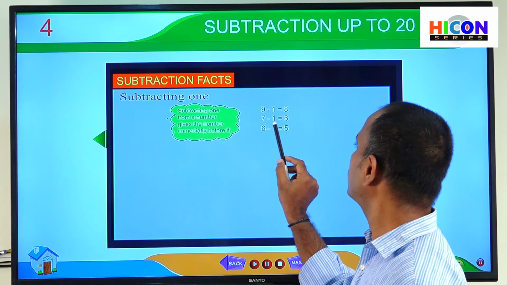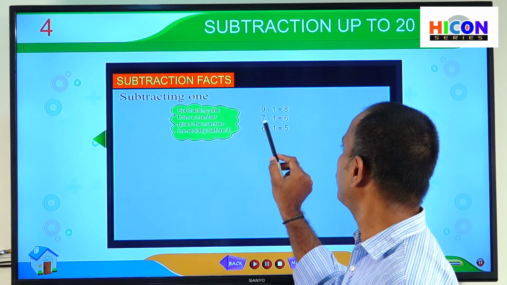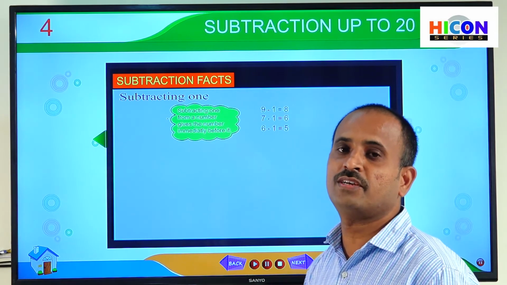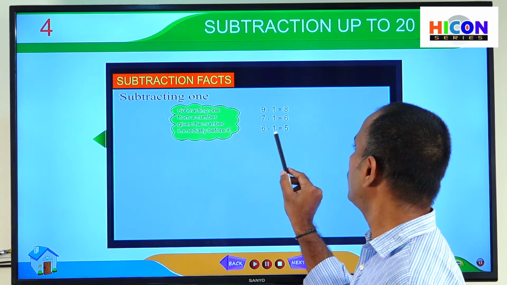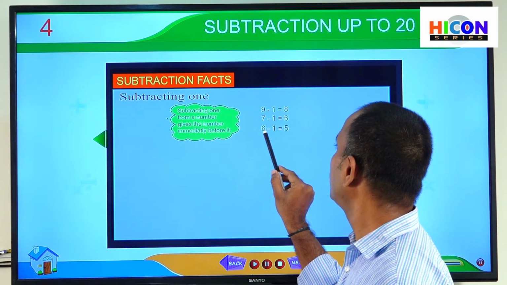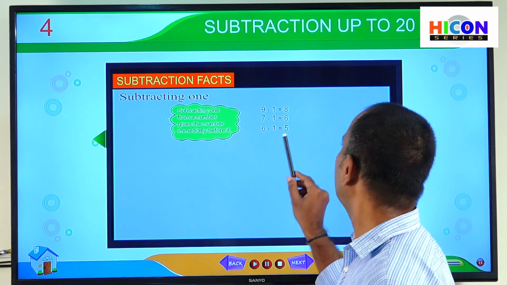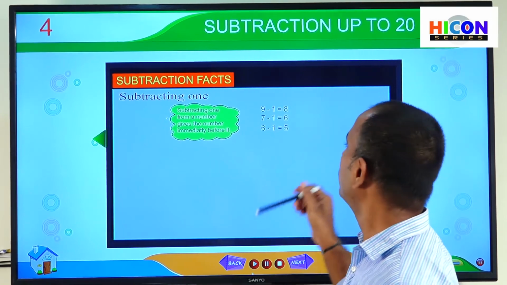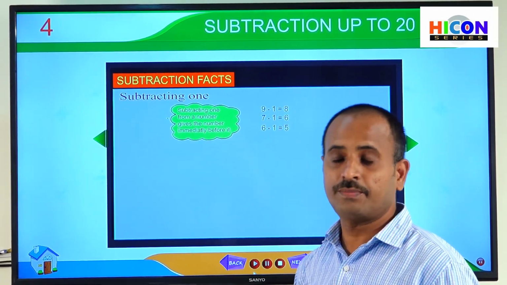In the same way, in the second example, they have also subtracted 1 from 7. If we subtract 1 from 7, we will get the before number for 7. So what is the before number for 7? 6. So the answer is 6. See the third example. In this example also, they have subtracted 1 from 6. If we subtract 1 from the given number, we will get its before number. So what is the before number for 6? 5. So the answer is 5. In this way, if we subtract 1 from the given number, we will get their before numbers. So this is the first subtraction fact.